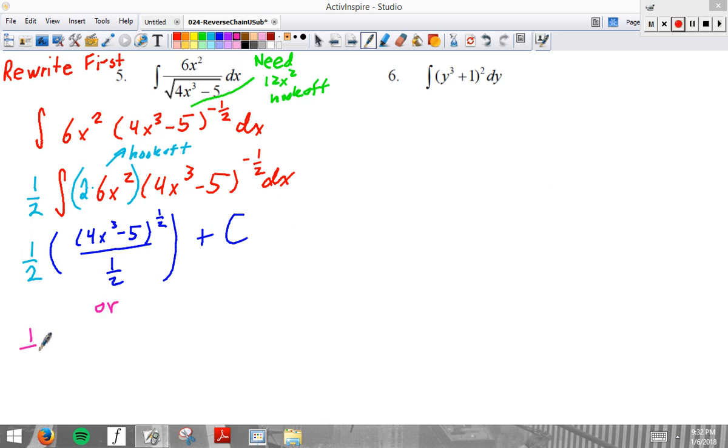Or 1/2 on the outside, 4x cubed minus 5 to the 1/2 power times 2. You should understand that these are the same. Ideally, you're moving more toward the pink, because now, especially the 2 times 1/2, it's very nice, right? It's very nice.